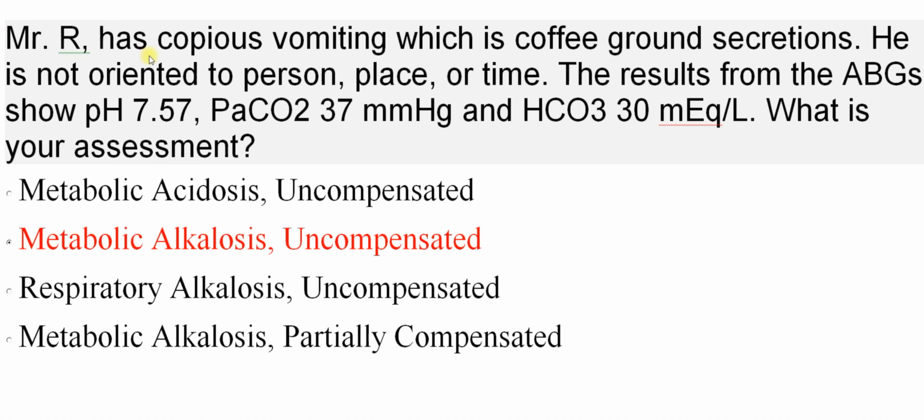Mr. R has copious vomiting, which is coffee ground secretions. He is not oriented to person, place or time. The results from the ABG show pH 7.57, PaCO2 37 mmHg and HCO3 30 mEq per L. What is your assessment? Answer is metabolic alkalosis uncompensated.